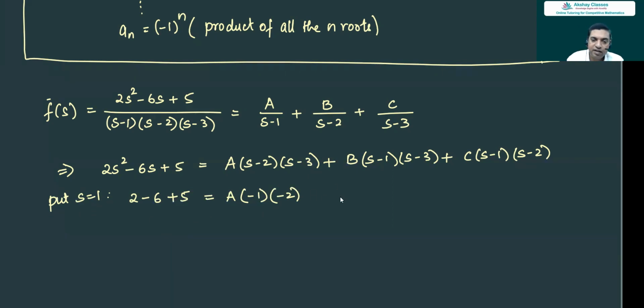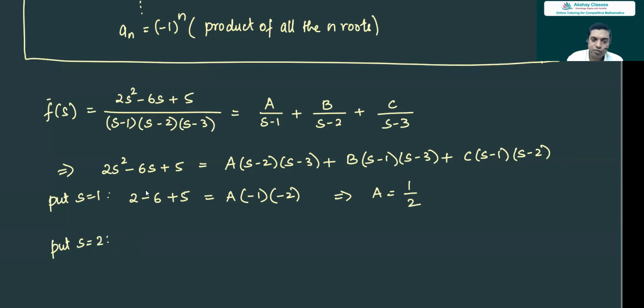So we get 5 plus 2 is 7 minus 6 is 1, and this is a into 2. So we get a is 1 upon 2, half. Now substitute s equal to 2.